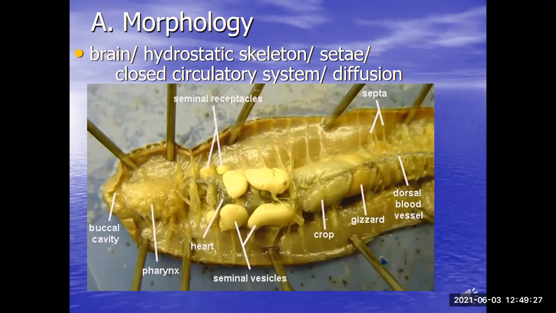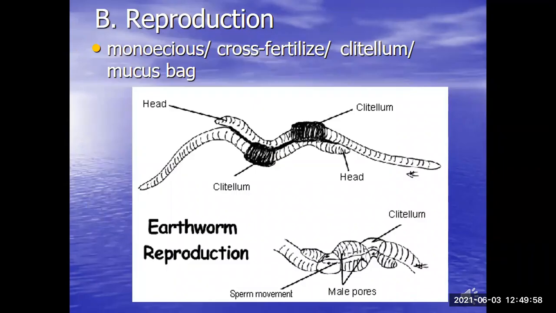Then the worms keep going, and what's left is this mucus bag. And this mucus bag now has fertilized eggs in it. In fact, if you know what you're looking for in your compost pile, or even in the dirt, you can find some of these earthworm casings, they're called, where the earthworms are going to be found. So monoecious, cross-fertilized. The lightly colored band is important in reproduction. It's called the clitellum. You're going to see that when you take a look at the worm tomorrow. And the mucus bag we already talked about. So those are some comments about reproduction.